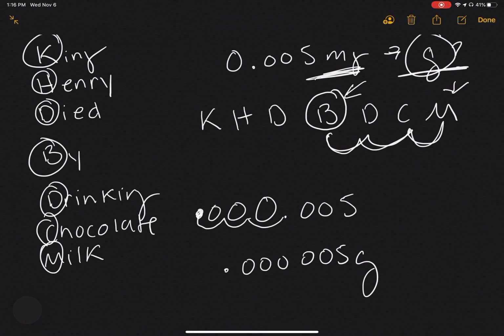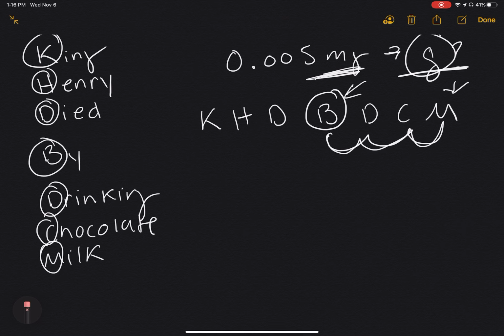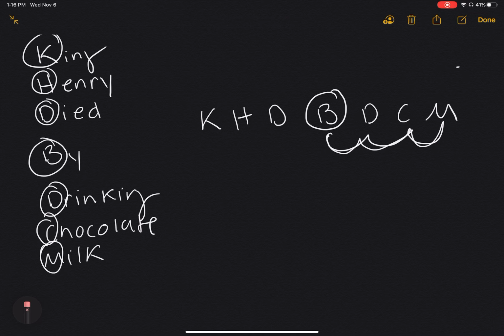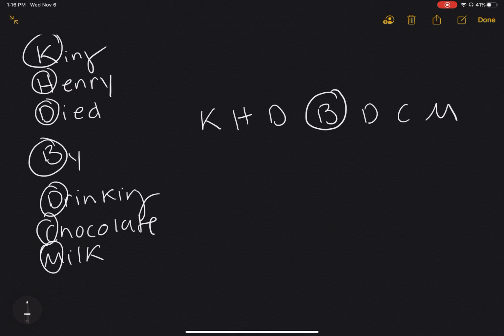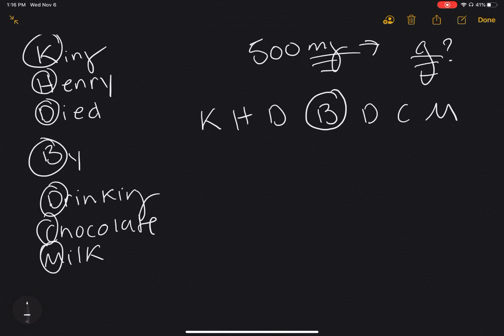But let me go ahead and do another example. Just going to delete this. Our next example could be, I don't know why I like using 5 so much, so let's do 500 milligrams, and we need to get it into grams. So we're going to be doing the same exact thing. We're starting at milligrams, and we want to go to grams.